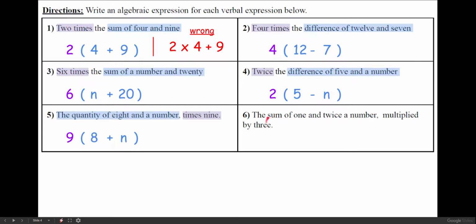Anyhow, number 6, this is a confusing one. The sum of 1 and twice a number multiplied by 3. Well, let's start off with the sum of 1 and twice a number. It's an addition problem. We're going to add 1 and twice a number. Well, 1 plus twice a number. Twice a number means 2 times a number. 2 times some mystery number. So that's 2 times our mystery number, 2n. And you're going to multiply this whole thing by 3. So package it, multiply it by 3.